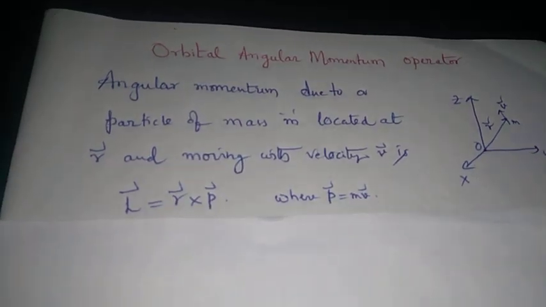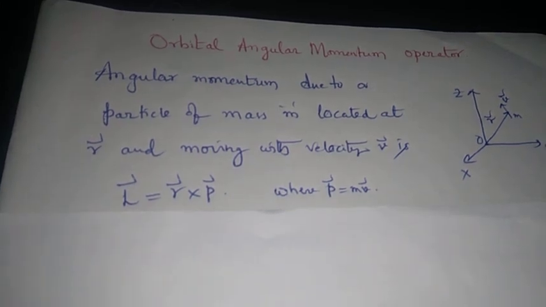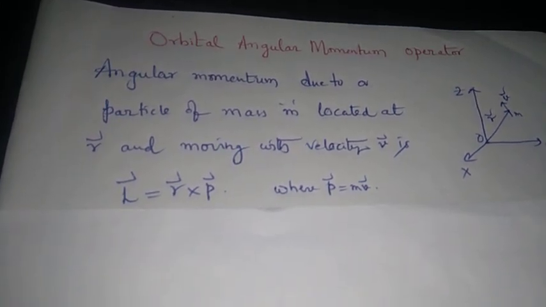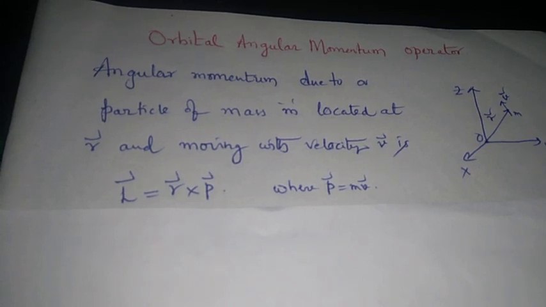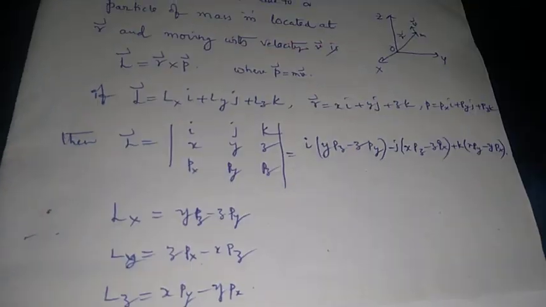The topic of the video is the orbital angular momentum operator. Orbital angular momentum of a particle of mass m, located at the position vector r and moving with velocity v, is defined as L = r × p, where p is mv.